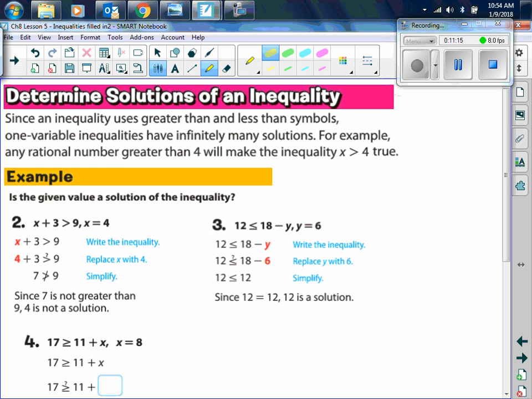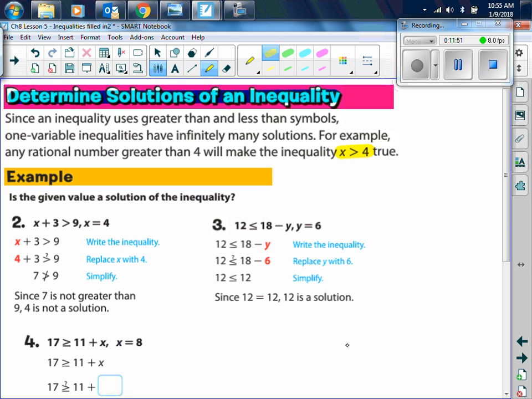All right. So now we are going to determine solutions of an inequality. Here it says, since an inequality uses greater than and less than symbols, one variable inequalities have infinitely many solutions. Okay? So, for example, if we have any rational number greater than 4, it will make the inequality x is greater than 4 true.